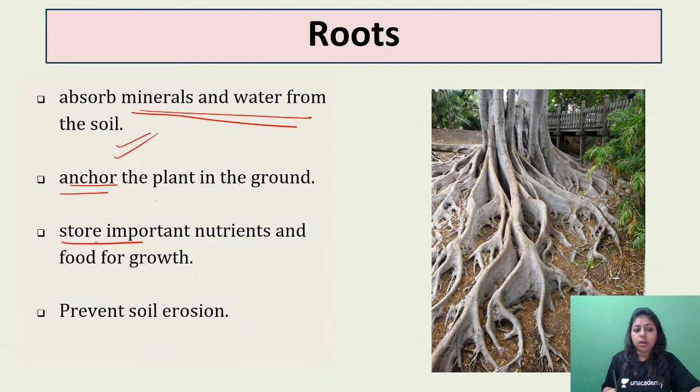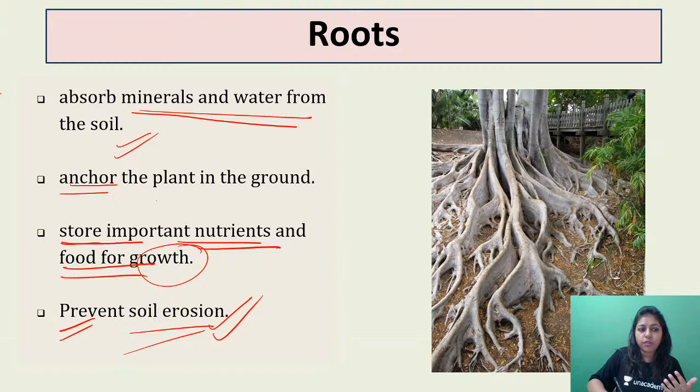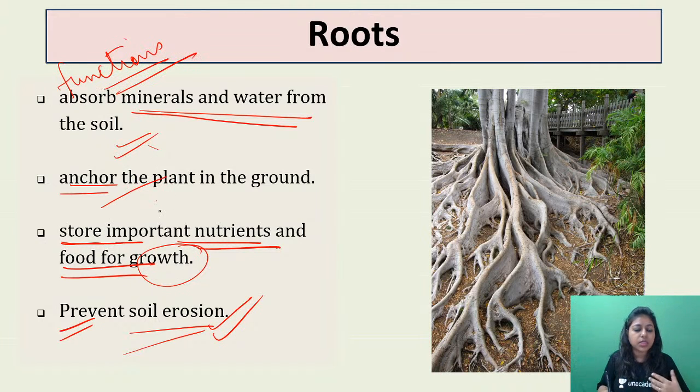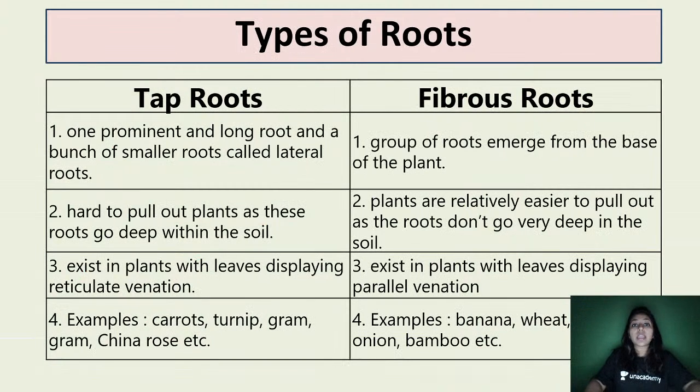They also store important nutrients and food, which is essential for our growth and the plant's growth. And most important, they prevent soil erosion. Why? Because these roots bind the soil so nicely that whenever there is wind or water, the soil does not get eroded. So these are the functions of roots: they absorb minerals, they anchor the plant, they store nutrients, and they prevent soil erosion.